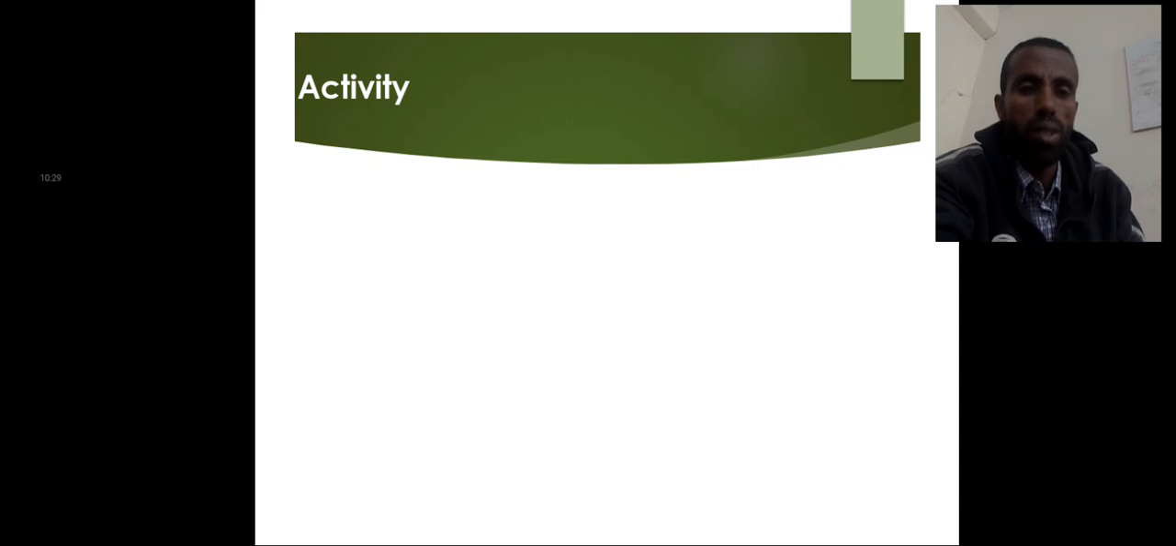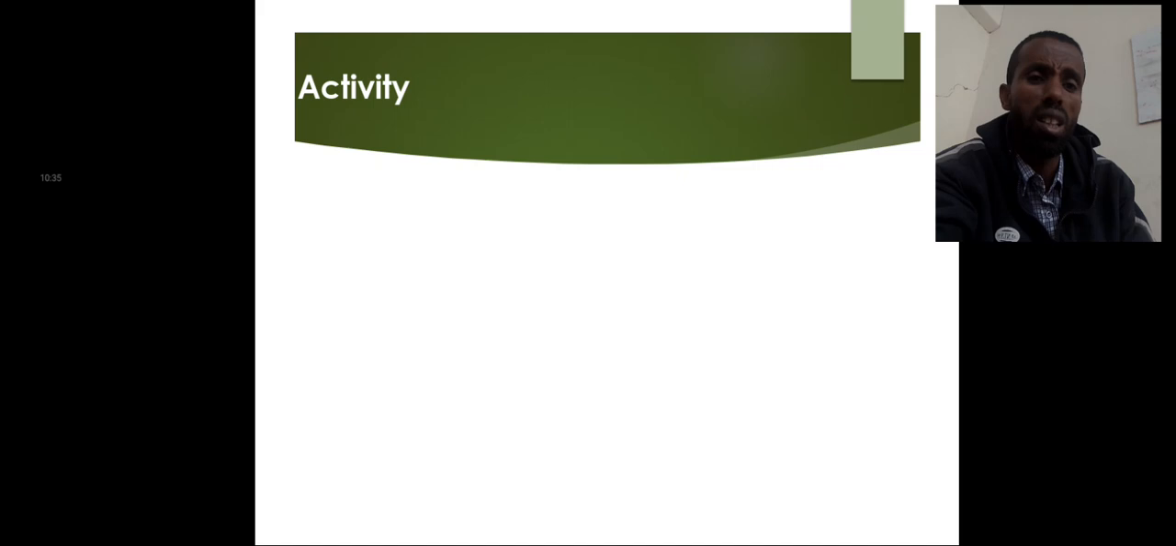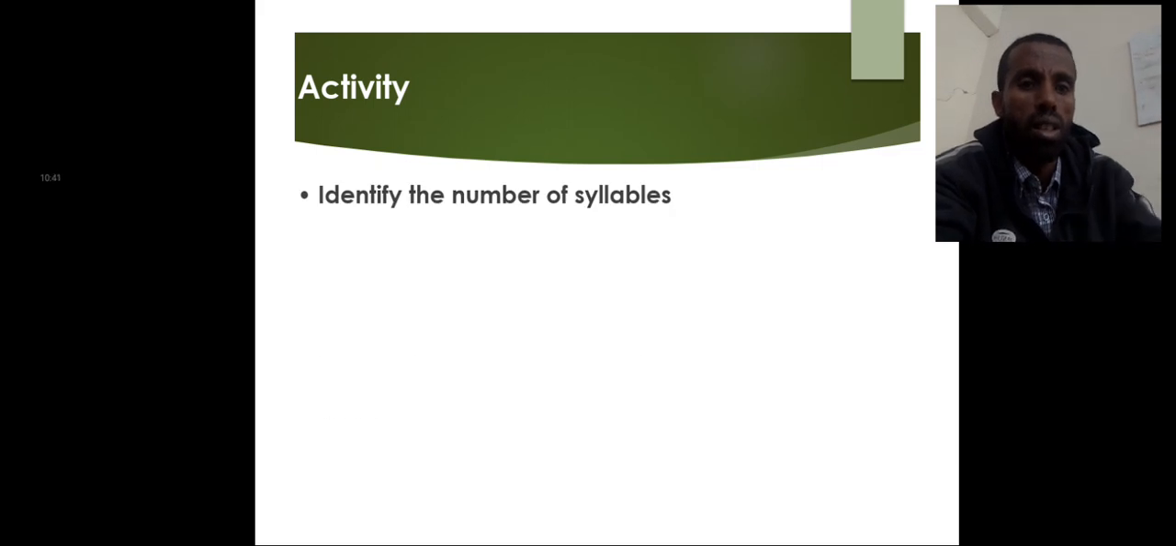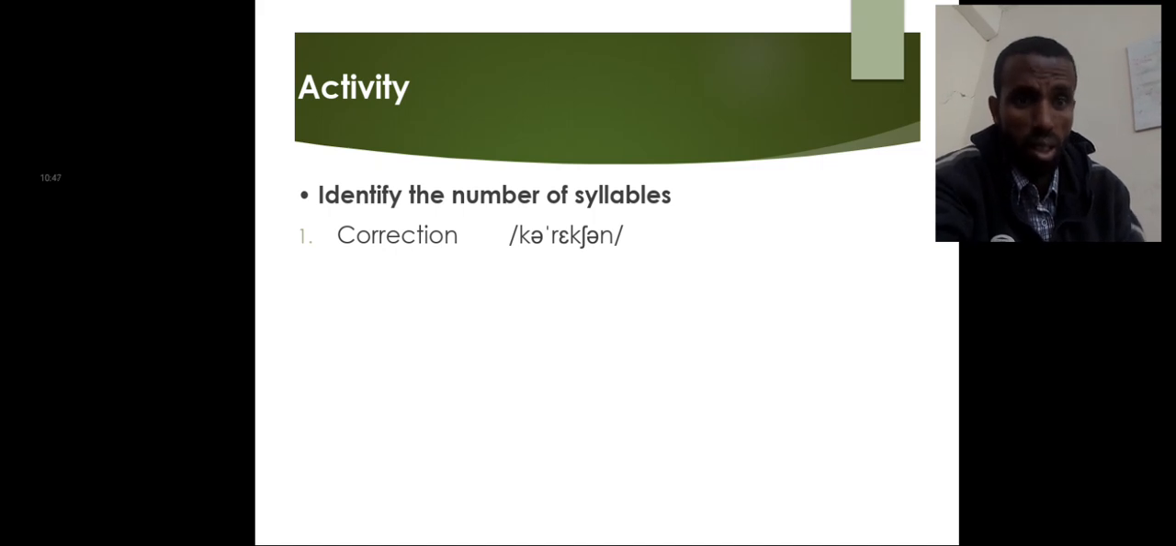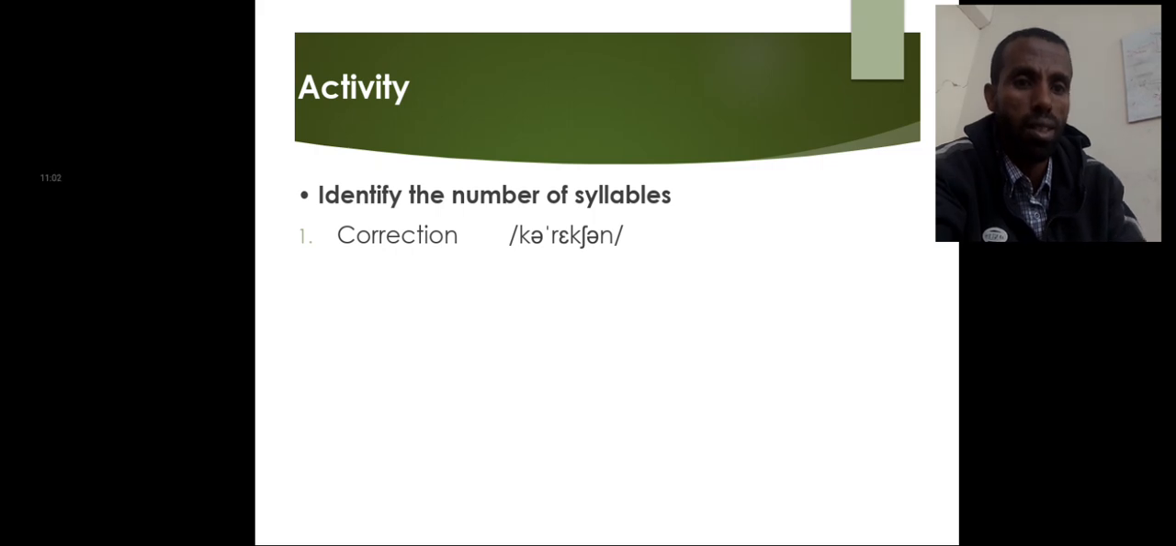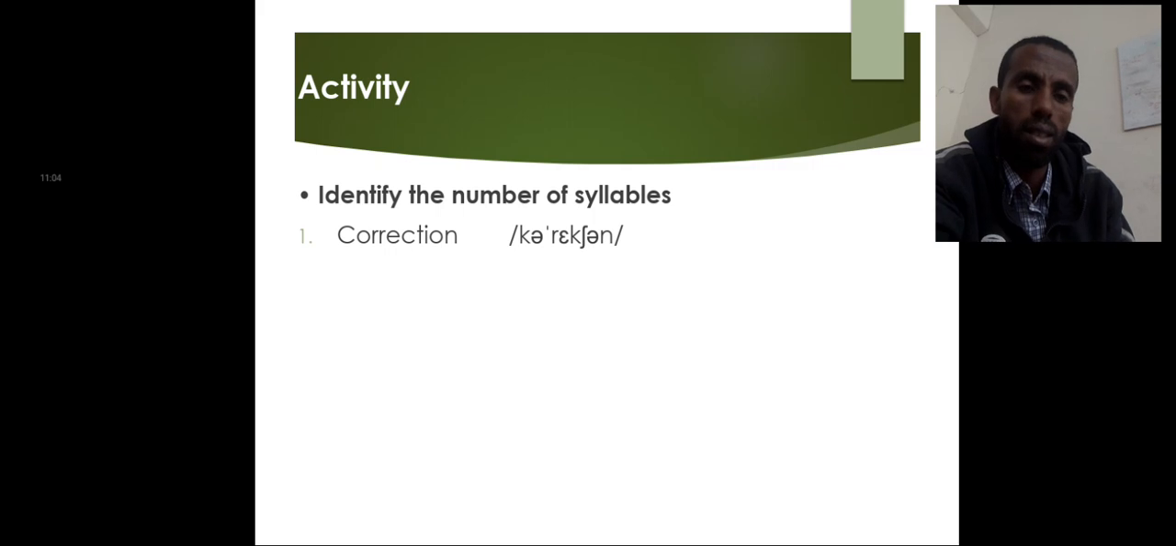Finally, we have an activity. Actually, this is for you to practice, to see how much you have understood the lesson. So let's see the questions. The instruction is as usual. Identify the number of syllables. So we have number 1. I don't want to say it because that's part of the activity, and it's supported with phonemic transcription. The one that you see under slash, that is phonemic transcription. It means how the native speakers say it. It shows you how the native speakers pronounce the word.